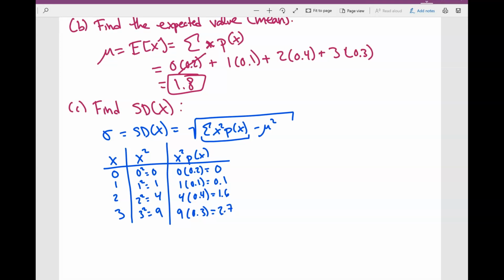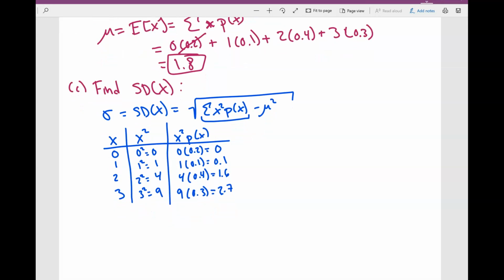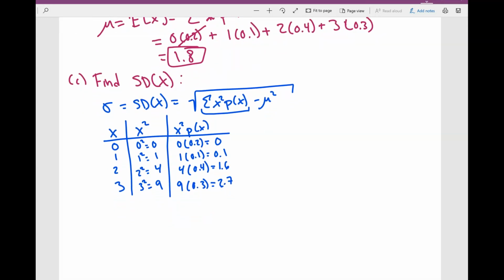Okay. All right. So now that I have the multiplication of all of these probabilities, the next thing to do is add them all up. I'm going to find the sum. So the sum of x squared p of x is equal to 0 plus 0.1 plus 1.6 plus 2.7. That's going to give me 4.4. Hopefully I did this right, and you can check my work. So 4.4. Basically this is this part.